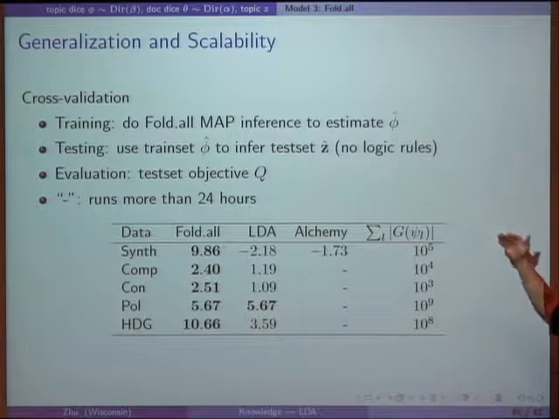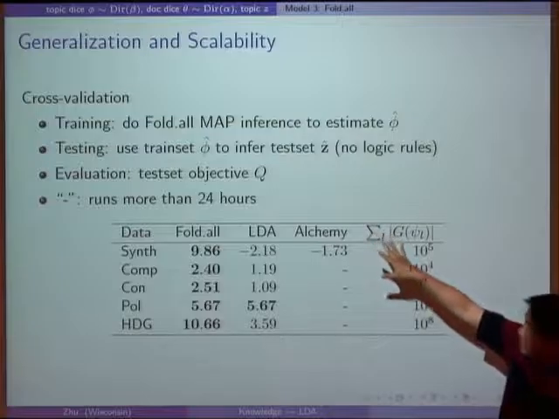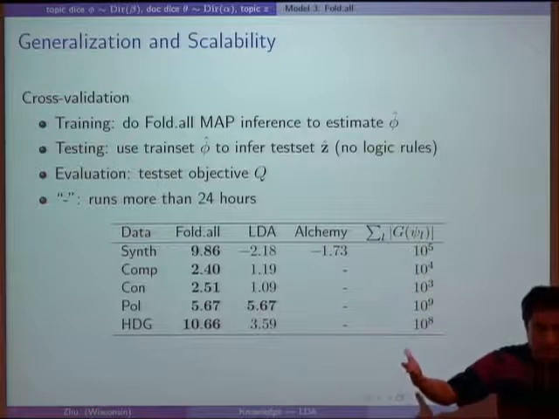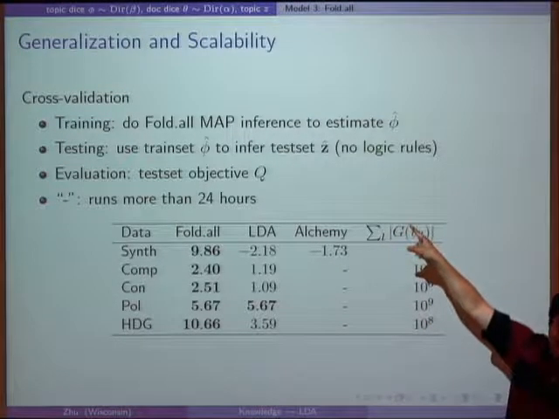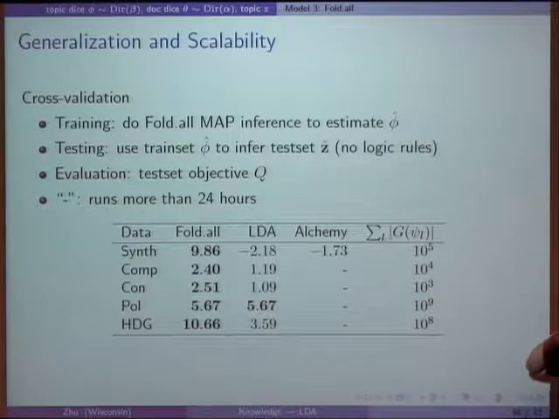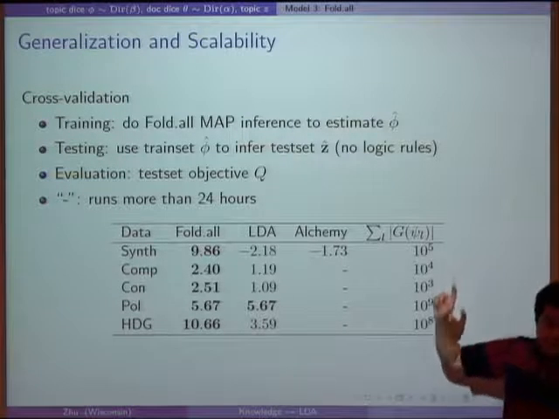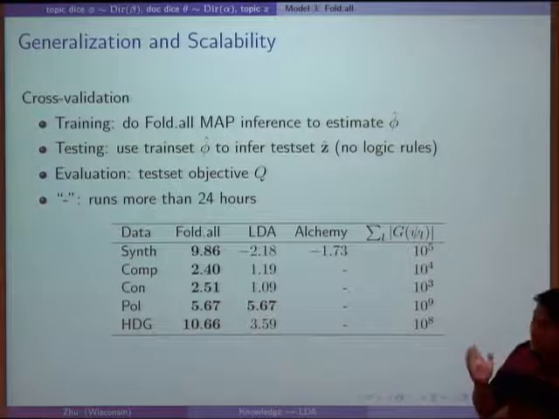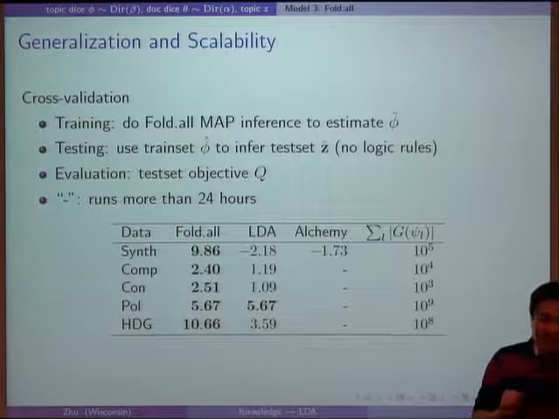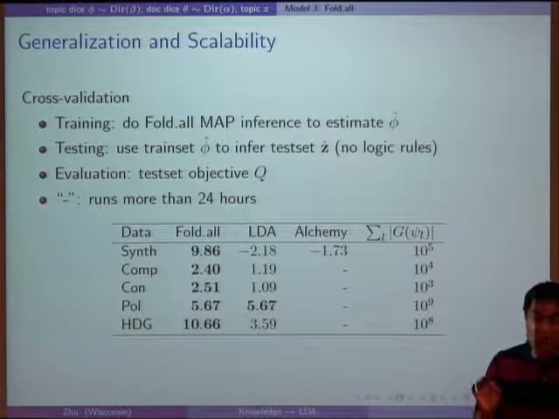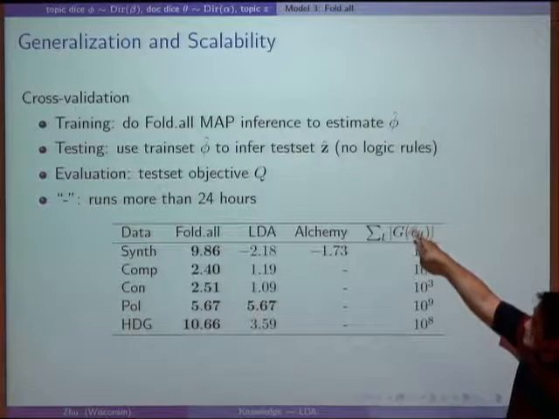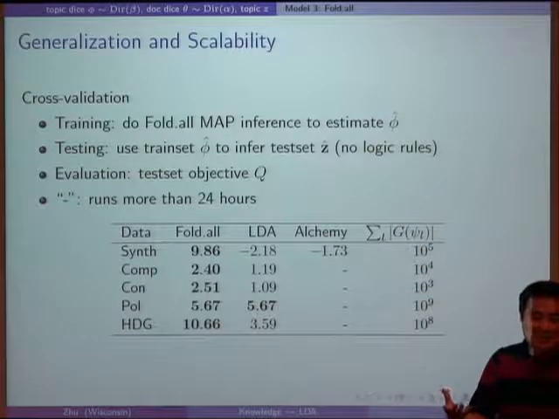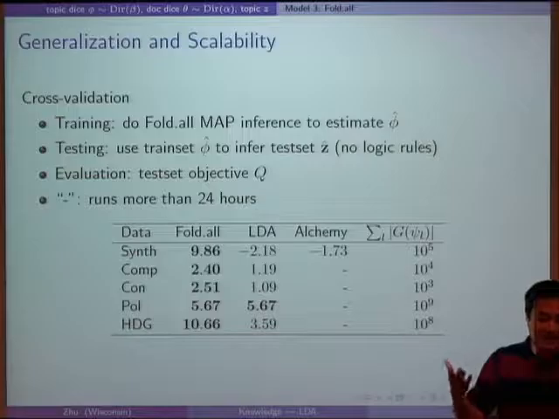We're going to do cross-validation, but whenever we do training, we first run Fold.all plus all the logic rules that a domain expert gives us. From that, we will be able to get the topics, the phi's. Then on the test fold, I'm going to use those topics to directly estimate the word topic index, importantly without using any logic. I'm just going to use the phi's there. But once we get the test set estimates, I can go back and see how much of it fits the logic that the expert gave us in the beginning.